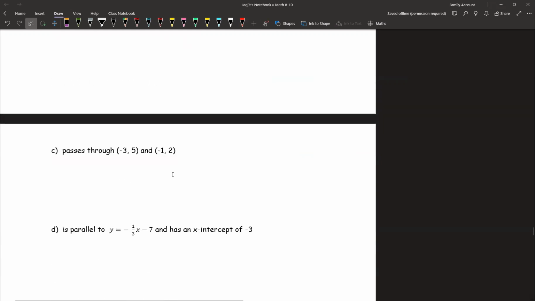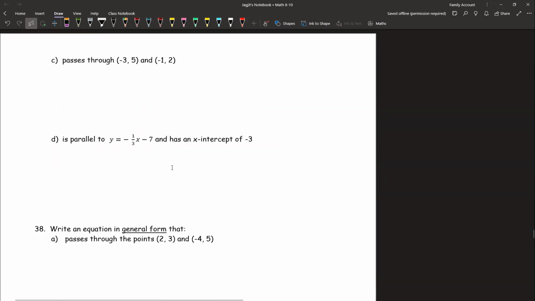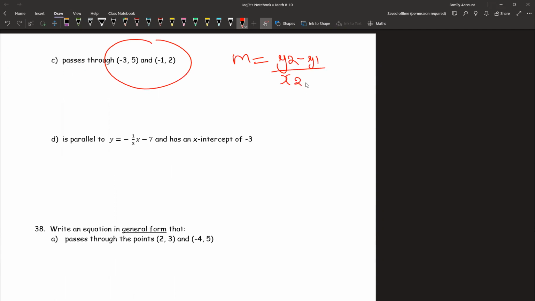The next part should be similar. Whenever they give you 2 points, again, you will get the slope by doing y2 minus y1 over x2 minus x1. And once you get the slope, then we will write the equation as mx plus b and plug in one of the points to get your b value.